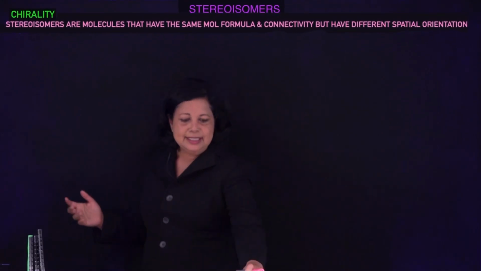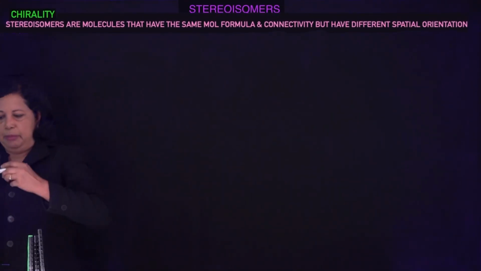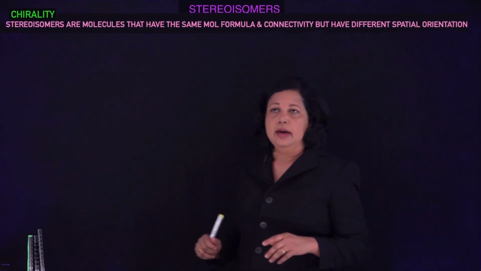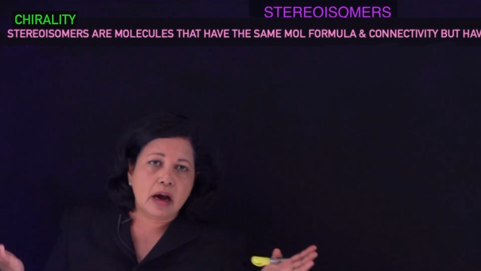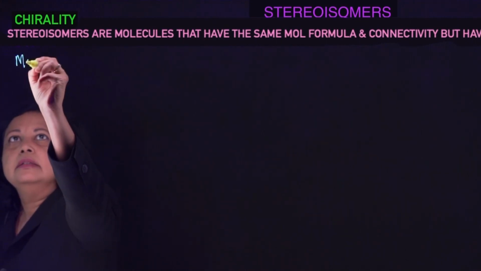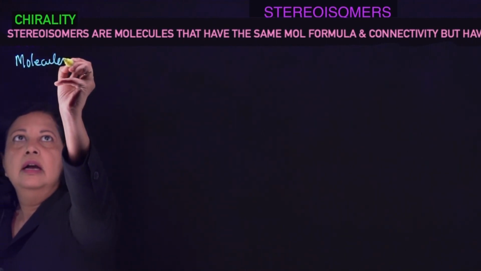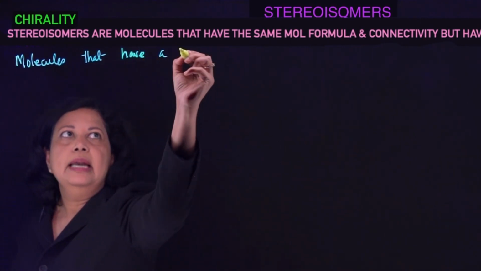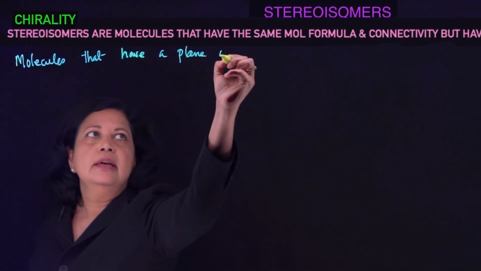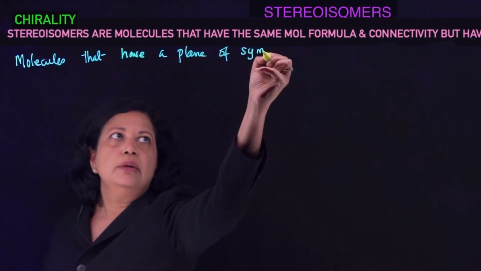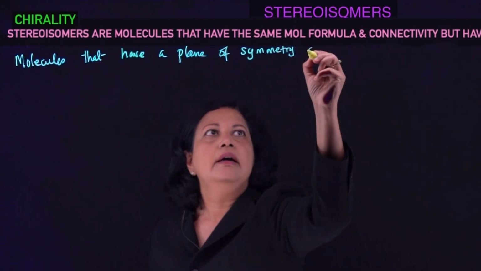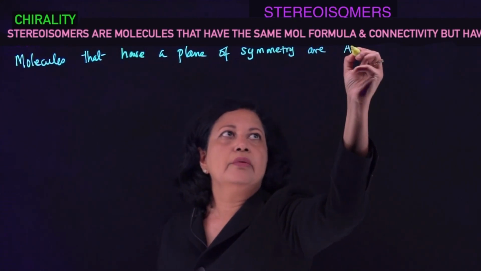So let's write that down. Objects that have a mirror plane of symmetry are called achiral, are not chiral. Molecules that have a plane of symmetry, and we just said what that was, we can cut it in exact halves, are achiral.